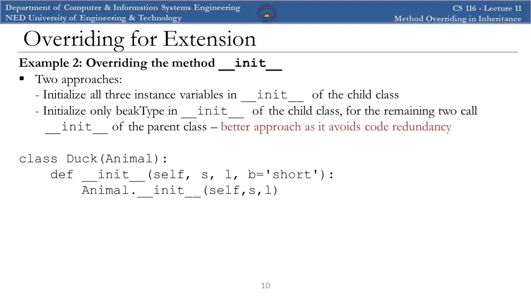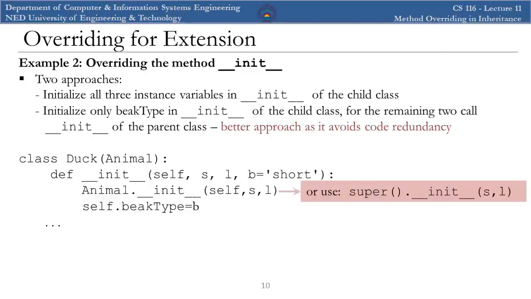And once this initiator gets executed, that means species and language will be set, and then I'm explicitly setting this third instance attribute, beak type, right? And we know that there is an alternate statement for this. We can use the super function to call that init method of the parent class too.